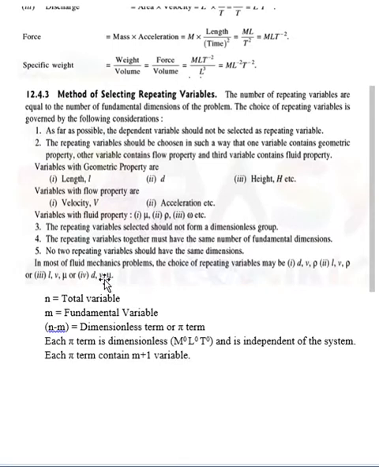Next, in most fluid mechanics problems, the choices of repeating variables may be: first one is diameter, velocity, rho; second is length, velocity, rho; third is length, velocity, dynamic viscosity; fourth one is diameter, velocity and dynamic viscosity.